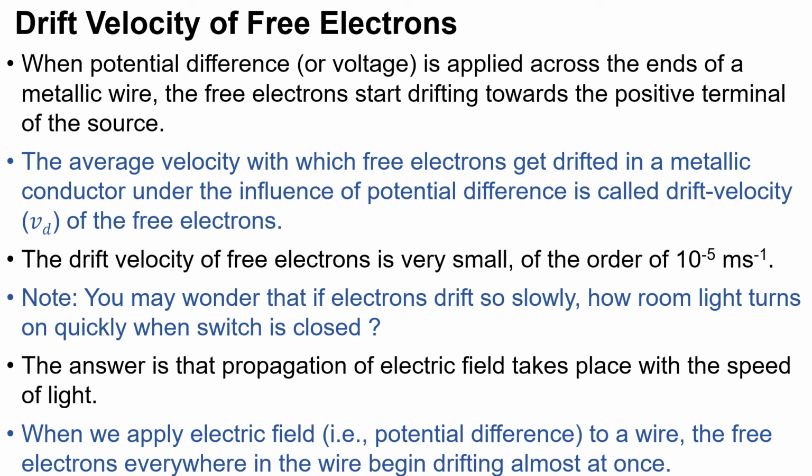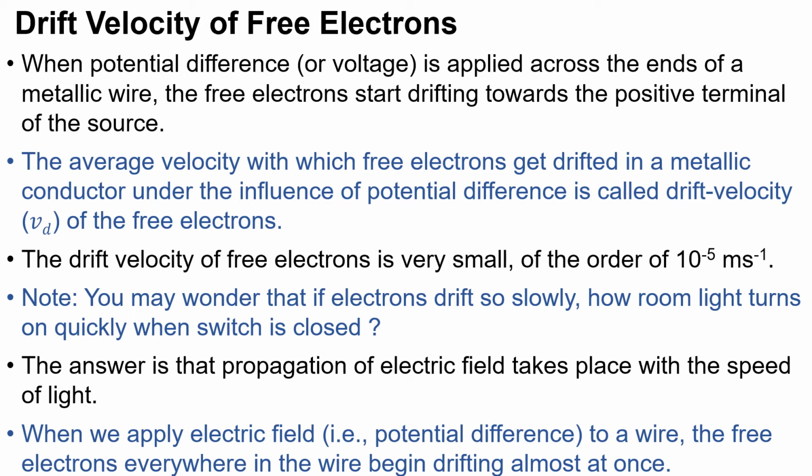Drift velocity of free electrons. When potential difference or voltage is applied across the ends of a metallic wire, the free electrons start drifting towards the positive terminal of the source. The average velocity with which free electrons get drifted in a metallic conductor under the influence of potential difference is called drift velocity of the free electrons. The drift velocity of free electrons is very small, of the order of 10 raised to -5 meter per second.